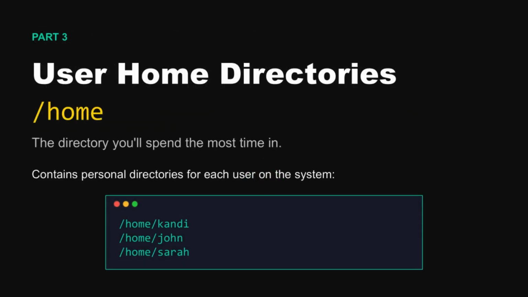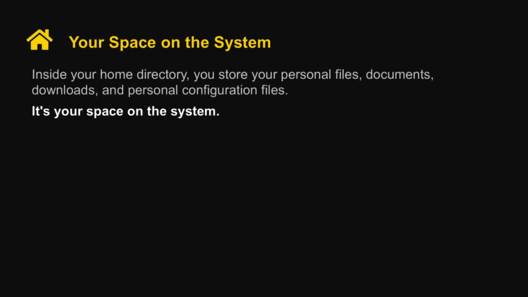The /home directory is the directory you'll spend the most time in. It contains personal directories for each user on the system. If you have a user named Candy, then their home directory is /home/Candy. And the same thing, any other name, any other user. Inside your home directory, you store your personal files, documents, downloads, and personal configuration files. It's your space on the system.